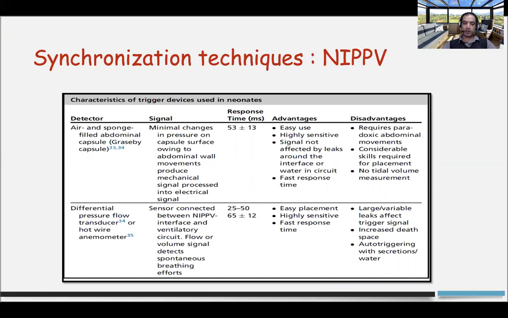This led to the establishment of other techniques, such as the differential pressure flow transducer and the hot wire anemometer, which are easy to place and are placed between the NIPPV interface and the ventilator circuit. They are highly sensitive and have a short response time, but they are affected by the leak around the circuit and the water in the circuit. Also, they are known to increase the dead space.